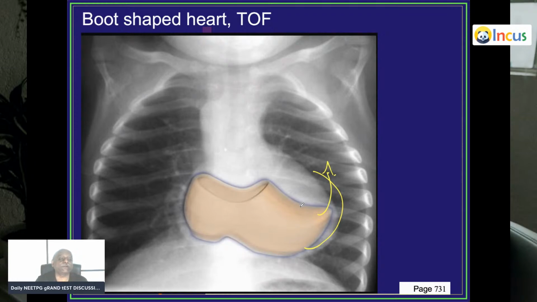And what is the favorite question of Murli Bharadwaj sir? Every time he asks, prognosis of TOF depends on. Is it on the transposition? Is it on the overriding aorta? Is it on the VSD or is it on the pulmonic stenosis? Which decides?